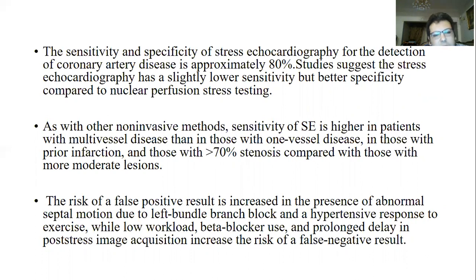The risk of a false positive result is increased in the presence of abnormal septal motion due to left bundle branch block and hypertensive response to exercise, while low workload, beta blocker use, and prolonged delay in post-stress image acquisition increase the risk of a false negative result.